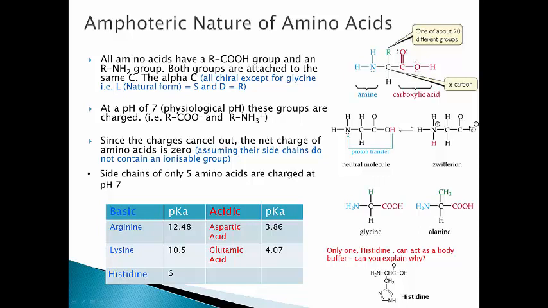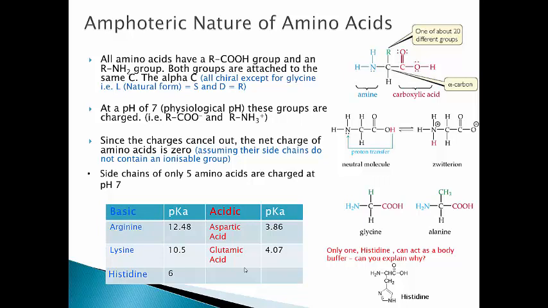The difference is when you have your side chains. So certain side chains can pick up charges. So your basic ones are your arginine, your lysine, and your histidine, and your acidic ones are your aspartic acid and your glutamic acid. So depending on the pH, you may have a charge on them.